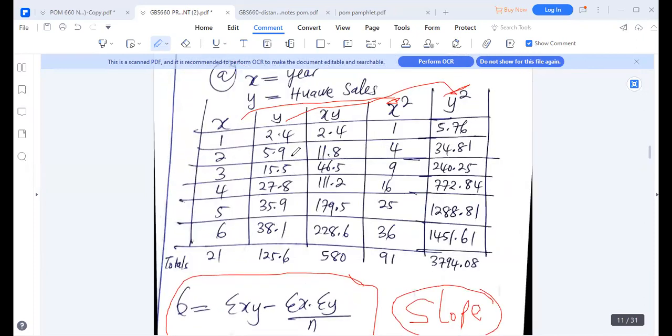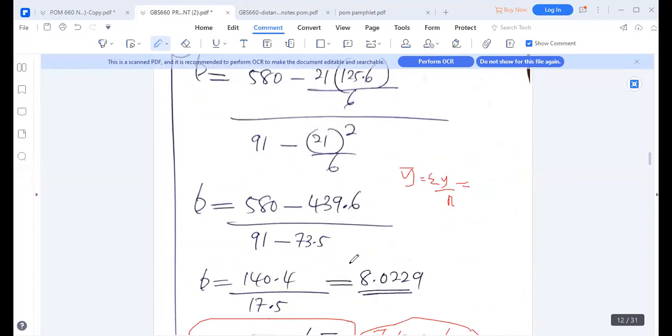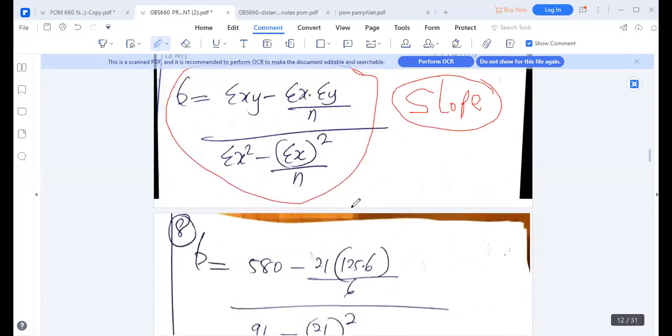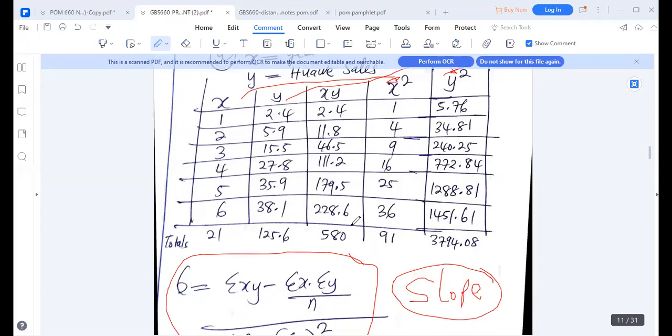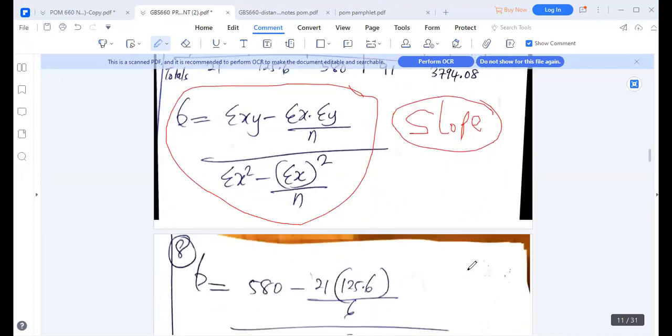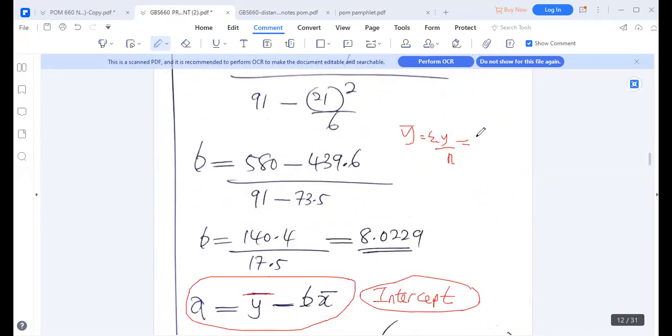N is 6: 1, 2, 3, 4, 5, 6. So it's the mean of this. Then the X bar is the mean of X. So when you're getting down to this, you simply say our Y bar is 125.6, so 125.6, then you divide by 6. So it will give you the answer.